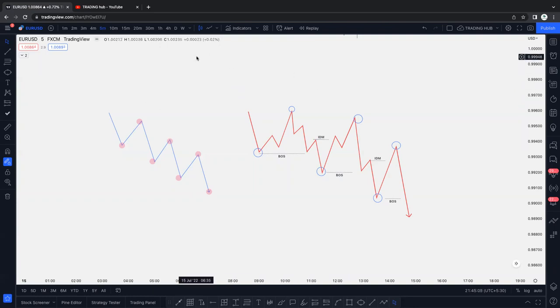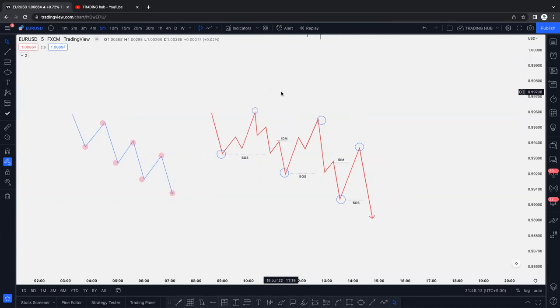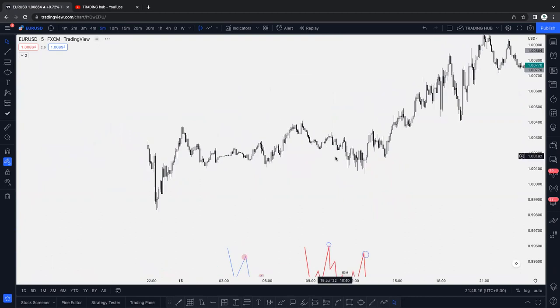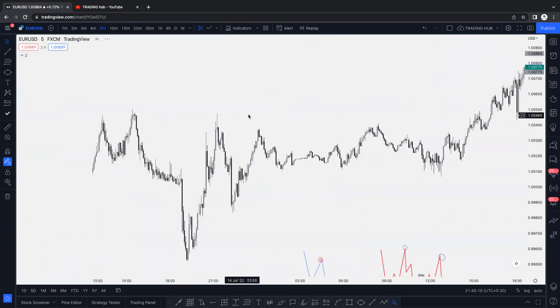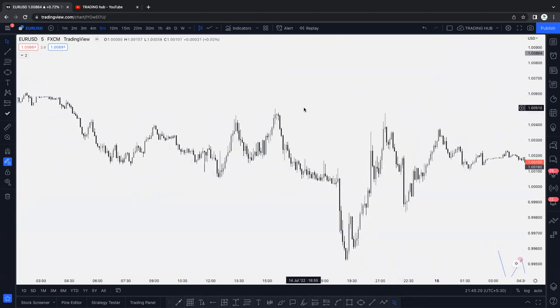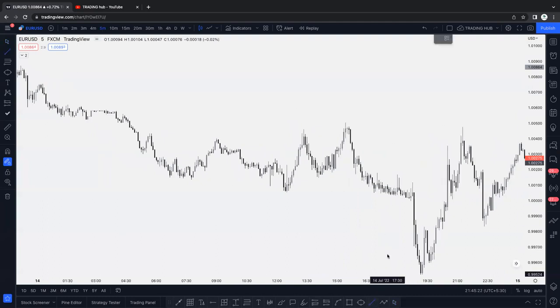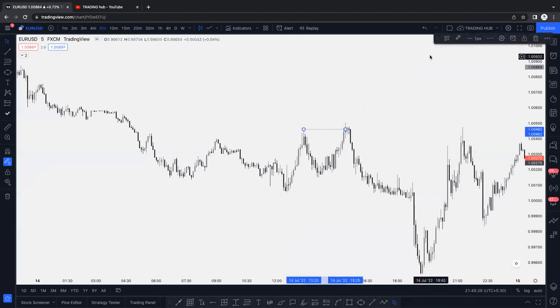Liquidity sweep. Okay, liquidity sweep is generally when the market takes out a high or low and closes above or below it. So it's generally called a liquidity sweep. For example, here. Okay, so this is our liquidity sweep.